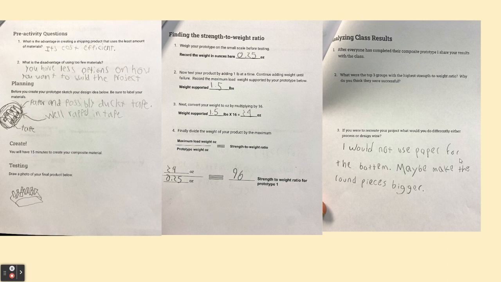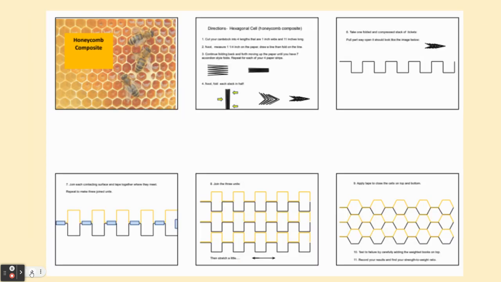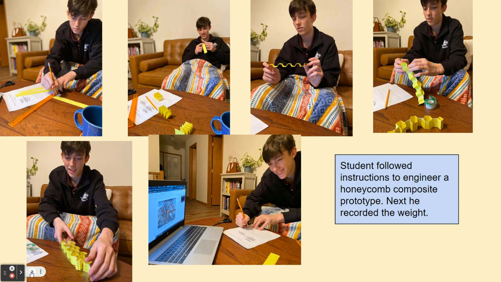So he analyzed his project. If we had more students, we would obviously go through the class and look at the different prototypes that were created and their strength to weight ratios and have a discussion about that. So then he's going to follow the instructions, and this is what that PowerPoint looks like to create a honeycomb composite. So here he is following the steps and creating his honeycomb composite with the same amount of materials that he was given for that first prototype.